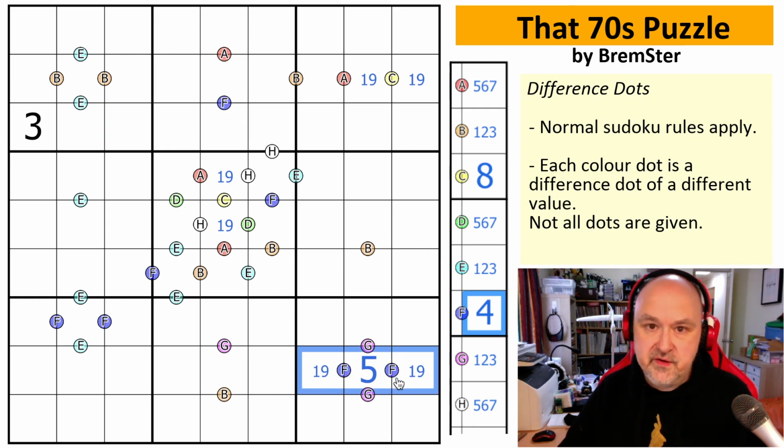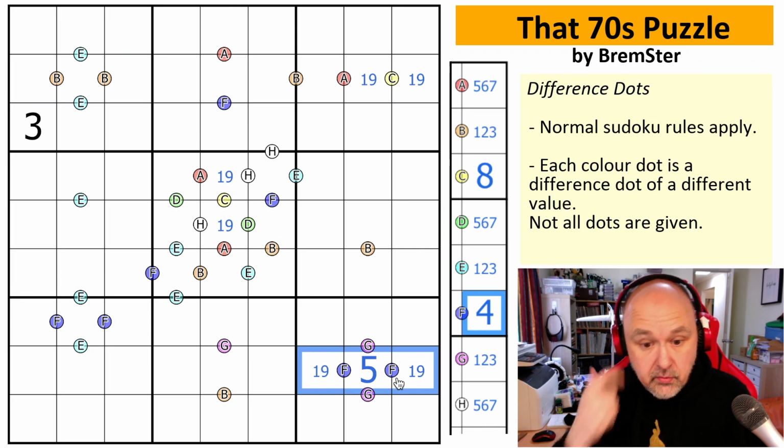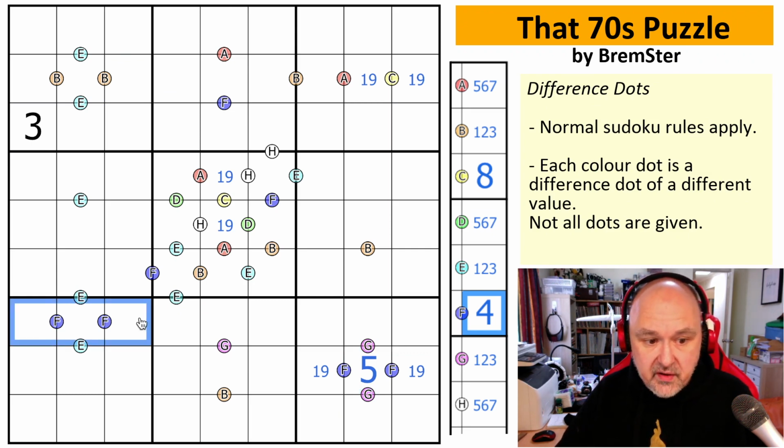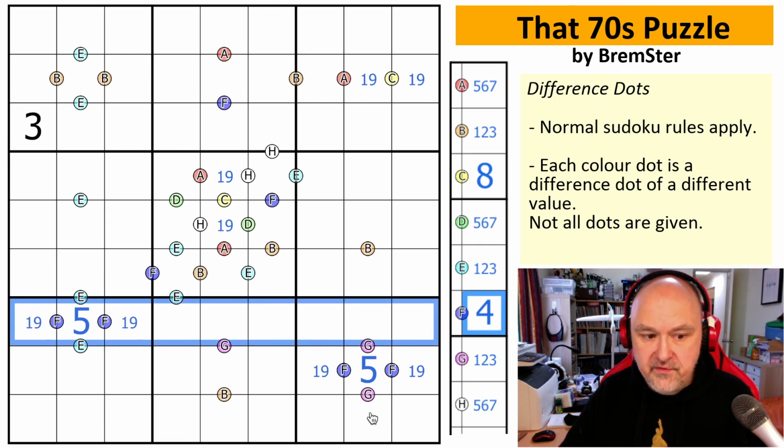So that's a run of 1, 5, 9. Now, there is another run of 3 blues in the same box, which also has to be 1, 5, 9 because we need to have the 4 difference, and the only way to do that is with 1, 5, 9. We now have 1, 5, 9 taken up, and 1, 5, 9 cannot go in those cells.